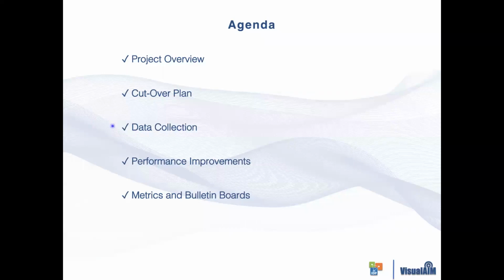We'll also dedicate a whole slide to data collection because this is one of the key processes for any mechanical integrity project, regardless if it's a data migration or if you're starting from scratch. So we want to share some takeaways there. Then we'll share with you some of the performance improvements that the company ultimately realized by migrating over to VisualAIM's mechanical integrity solution, and also some metrics and bulletin boards that we put together in order to enable the knowledge transfer within or across the facilities globally.